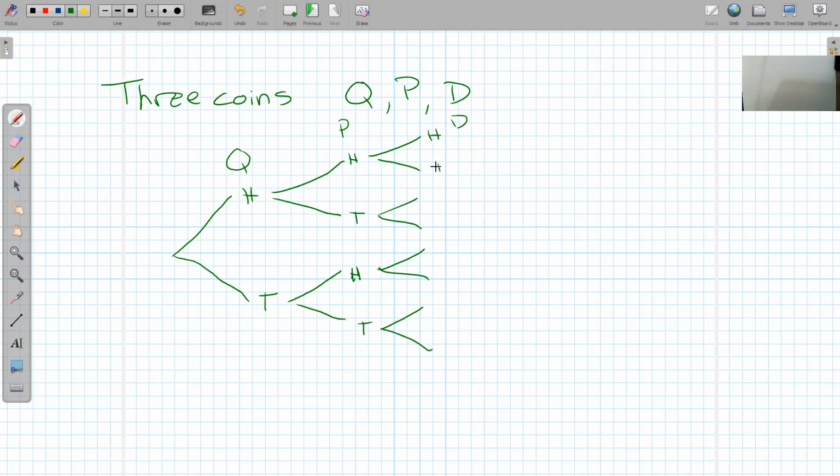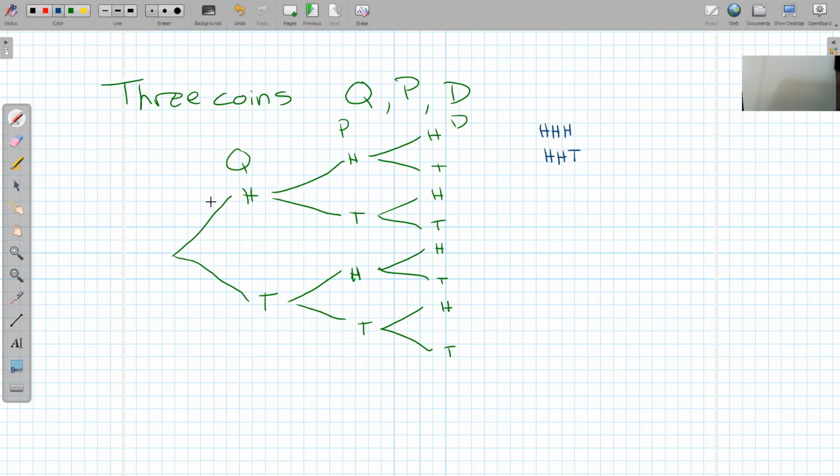So head, tail, head, tail, head, tail, head, tail. And to find the list of complete outcomes, besides just looking at the tree, you just kind of flow through the tree to list them. So at the top, I have head, head, head. And then head, head, tail would be another. And so it's just carefully moving through the tree.